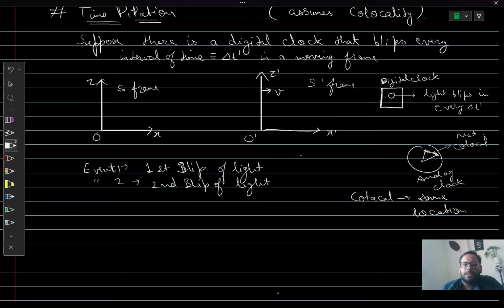So these two events are co-local in S prime frame. That means in S prime frame, the difference between the location of these two events is 0.